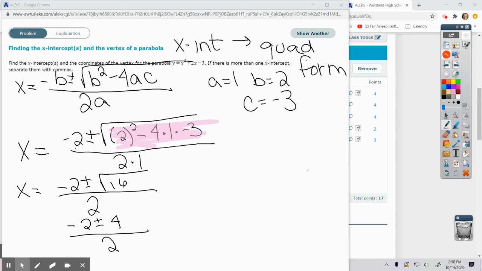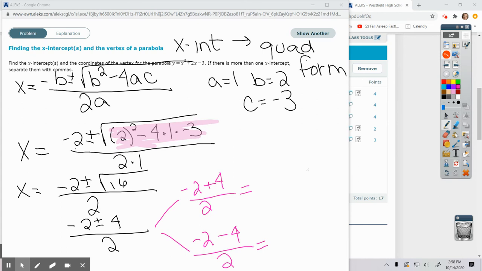Right? I now need to consider both options because I have a plus and a minus sign. So I need a negative 2 plus 4 over 2, and I need a negative 2 minus 4 over 2. Okay, so we're going to calculate both of these values.